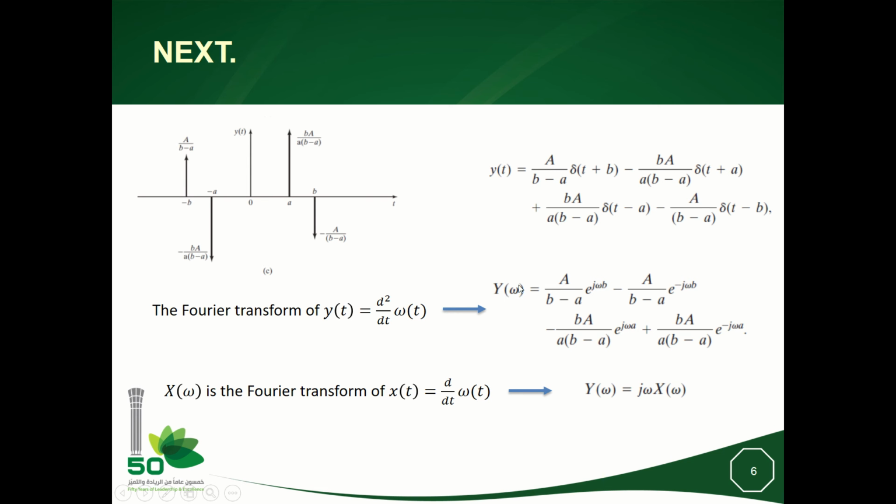So Y of omega is the Fourier transform of the second derivative, or it is the Fourier transform of the first derivative of x. This is why we write Y equal to j omega times X of omega. To get X of omega, I will divide by j omega, and I will add a term k delta of omega. But the k here is equal to 0 because the average value of the signal x(t) is 0.